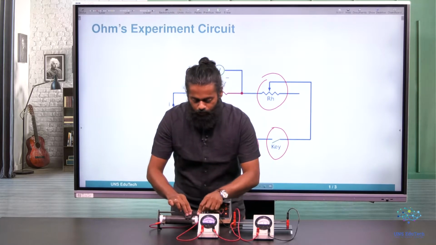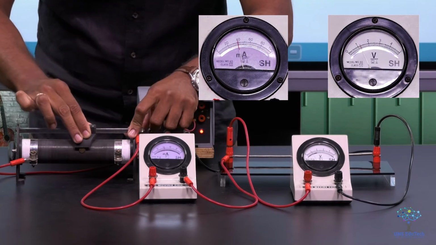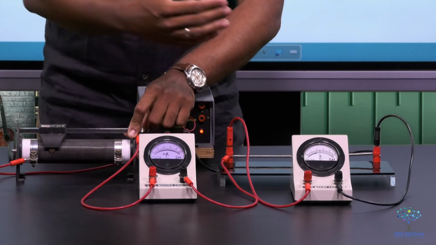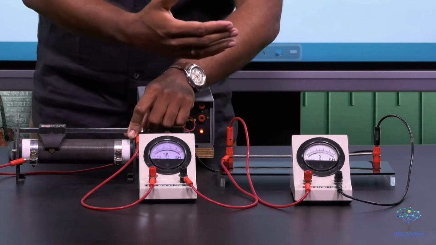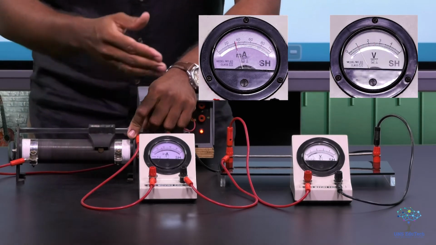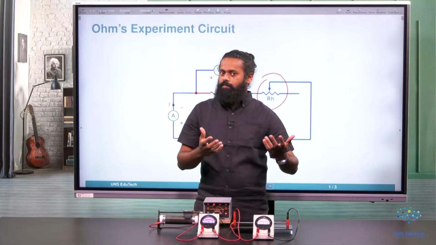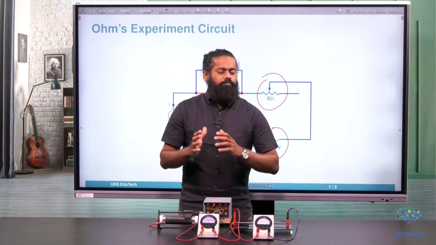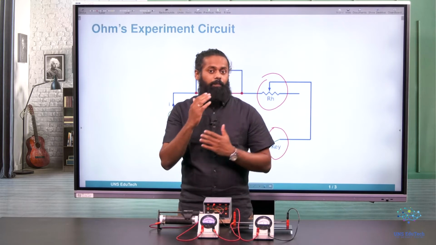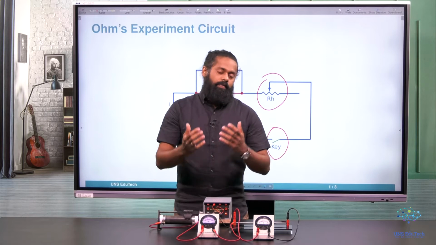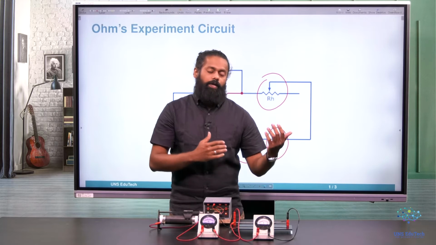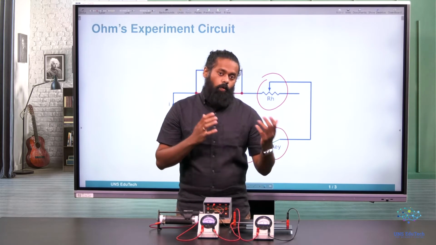Here you can see that if I reduce this resistance, both ammeter and voltmeter readings are going up. That means both voltage and current are going up in the system. In the same way, if I increase the resistance, both current and voltage reduce in the circuit. So we saw that there is a direct relationship between voltage and current. That means they are directly proportional. If voltage is increasing, current is increasing, and vice versa. If voltage is reducing, current is also reducing. This particular relationship is called Ohm's law.